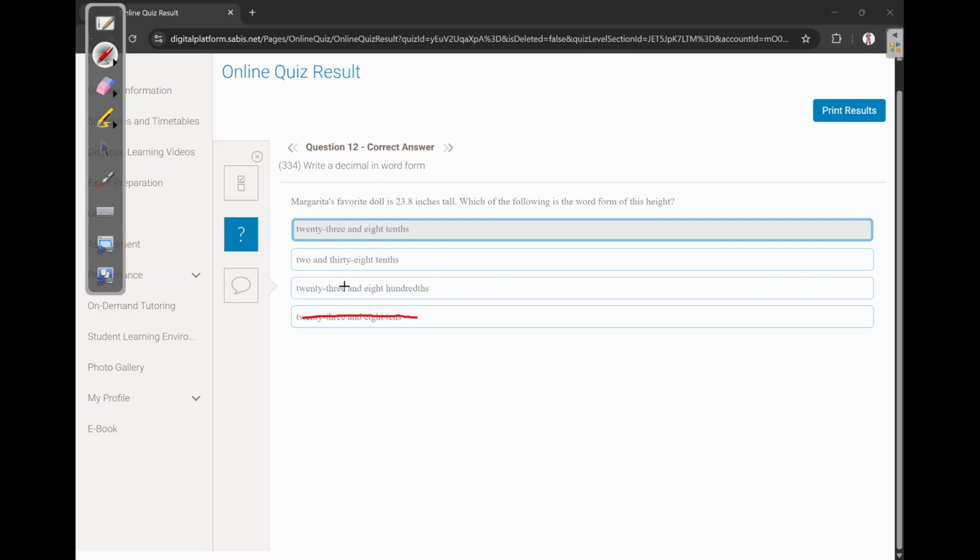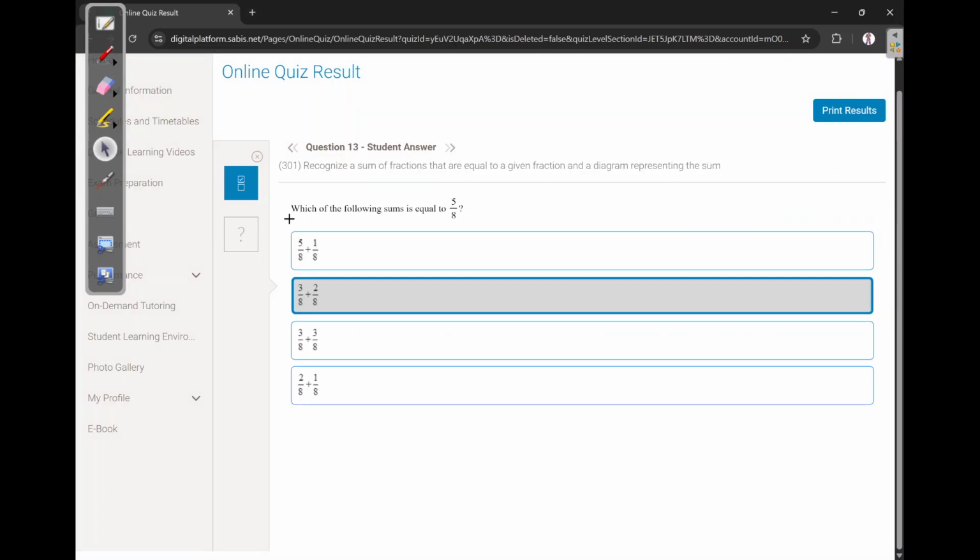Okay, and 2 and... it's supposed to be 23. So this one we know was wrong. 23 and 800 would only work if it were hundreds, unless there was a 0 before the 8. So this one is wrong. This is the correct one: 23 and 8 tenths.